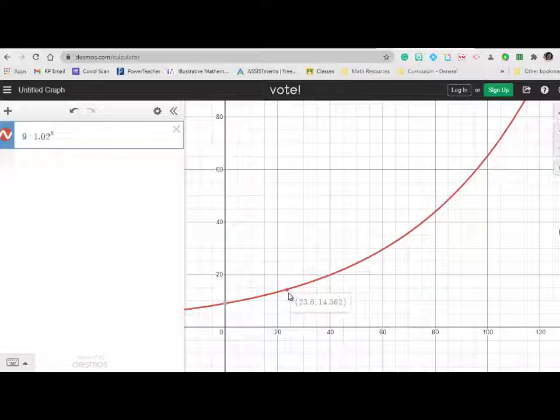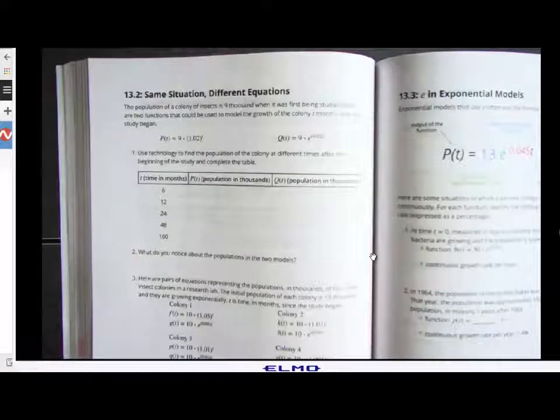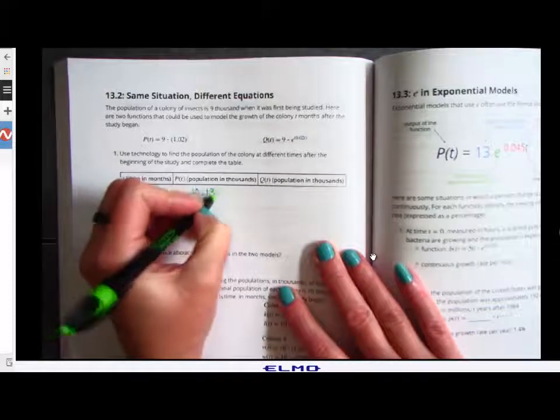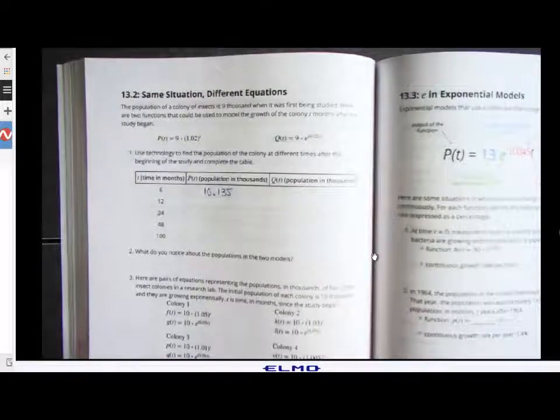So looking at my book side by side, we're looking for some different values. So the first one is when t is 6. So I want to move until I see where t is 6. And I see that that is 10.135. I'm going to click over and enter that into my workbook here. 10.135. And I'm going to do the same thing for all of these down here, 12, 24, 48, and 100.